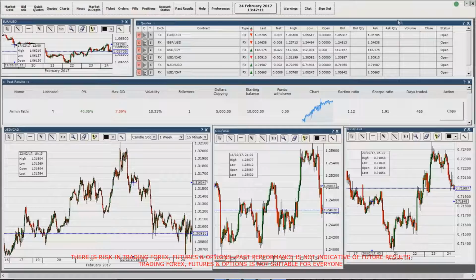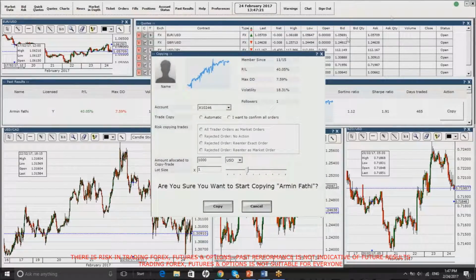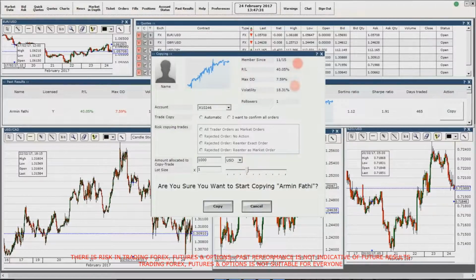I'm going to press it now, and another window will open. This window will again show the basic information that we saw before already, only arranged in a different format. Again, here you can see the performance data of my account, which I opened up 465 days ago.